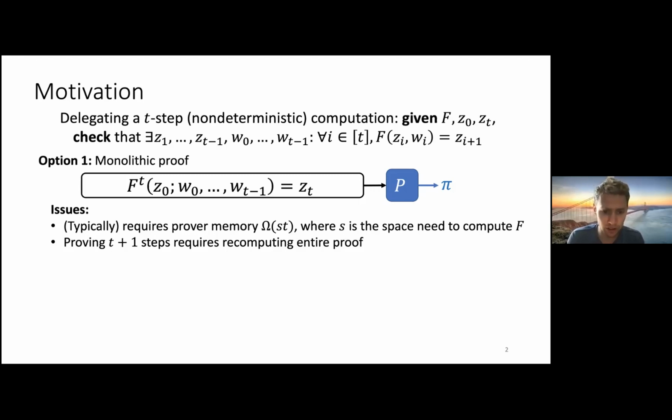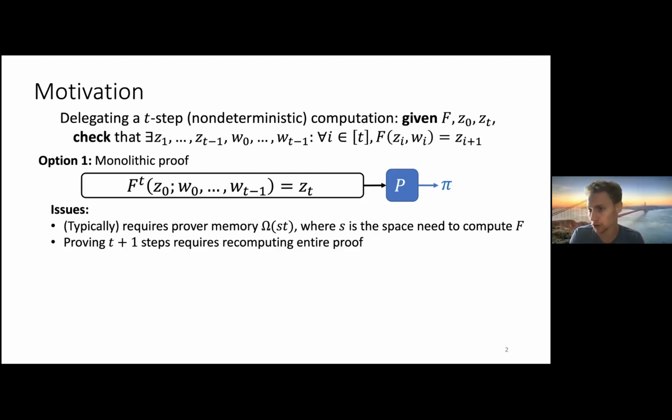Additionally, say I want to extend the computation by one more step. So I want to compute f of zt plus 1. The problem with that is that now I just have to recompute the entire proof. So I have to do work that is still linear in t plus 1, even though I'm just adding one additional step in the computation.